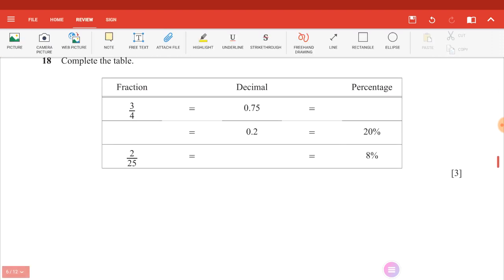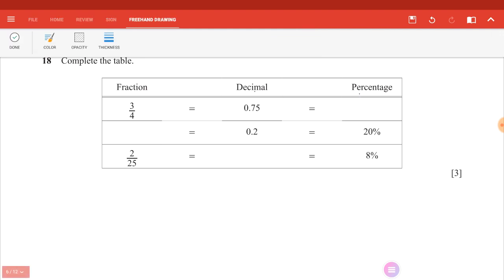To convert from fraction to decimal and percentage, I don't have to remember, you can use your calculator. From percentage to decimal, you can divide by 100, 75%. This is 0.2 or 20 over 100, but you should put it in simplest form. So it's 1 over 5.